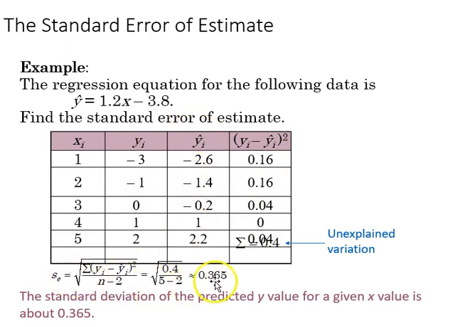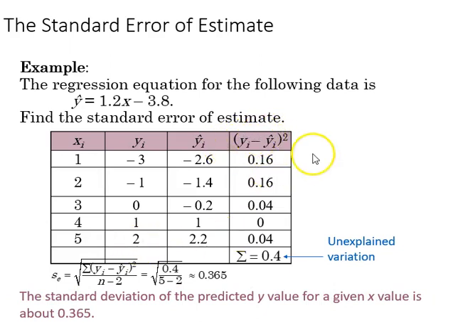We put that in our equation, and then we come to the value of 0.365. So the standard deviation of the predicted y value for a given x value is about 0.365. We can also note that the sum of the differences between yi, our observed y, and our predicted y will tell us about our unexplained variation as well when we sum that up.